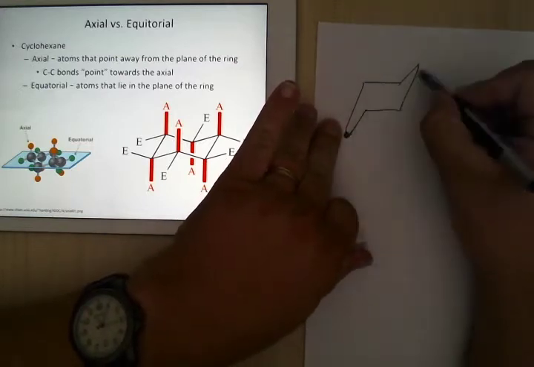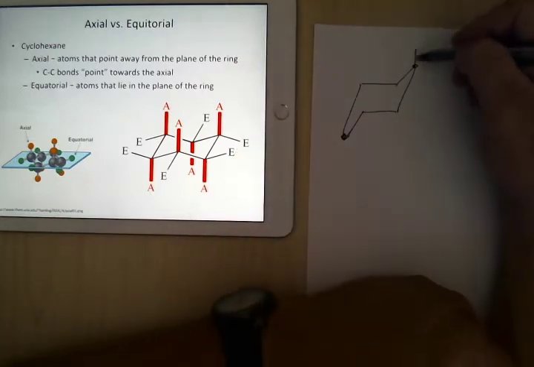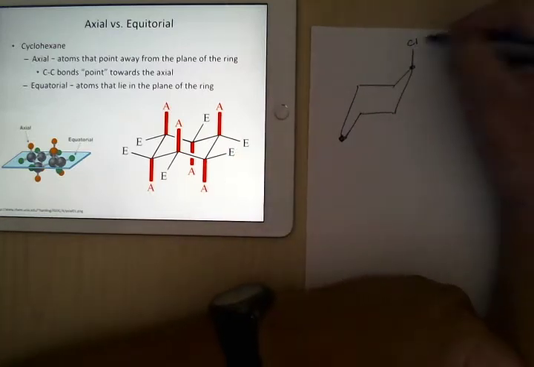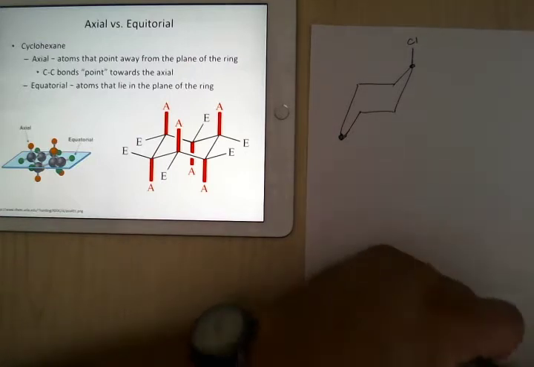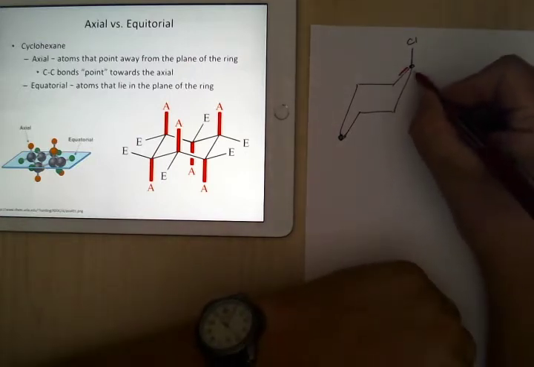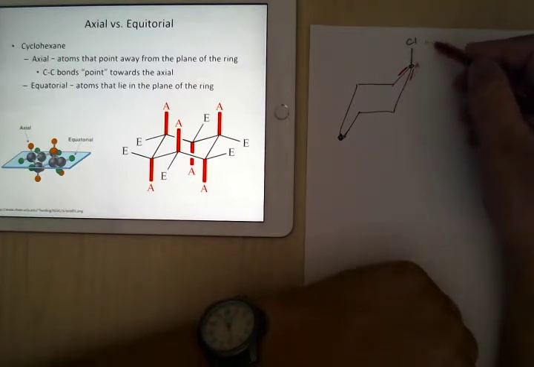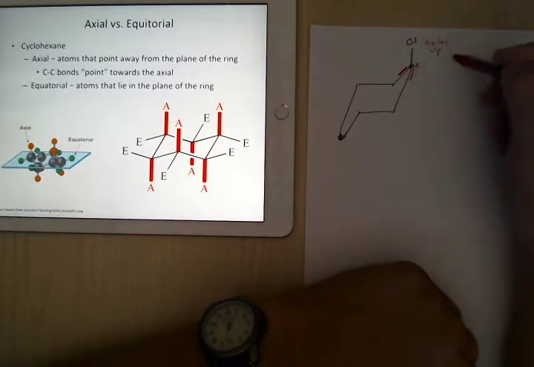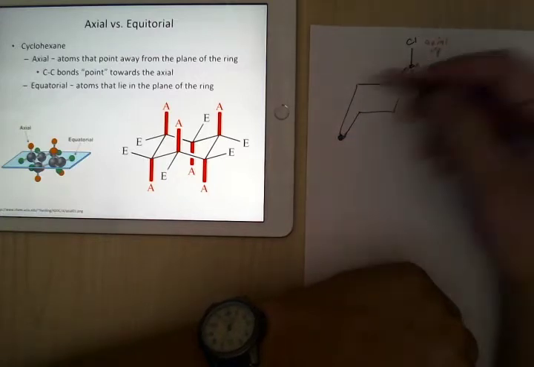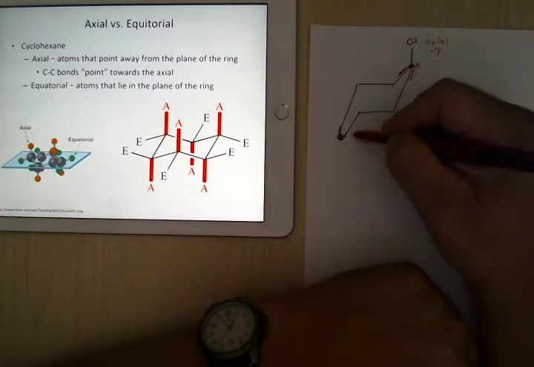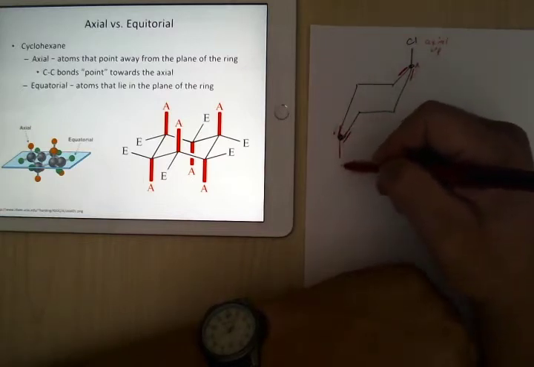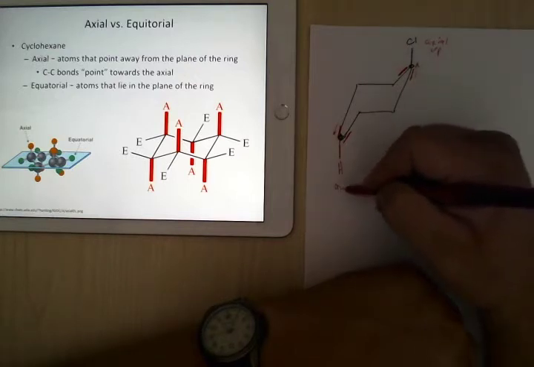Okay, so if you have a group here, let's say this is a chlorine. If you notice, the carbon-carbon bonds are basically pointed up, so they always point towards the axial. So this is axial up. And the ones down here, notice how these are pointed down. That means that it's axial. So in this case, say it's a hydrogen, this would be axial down.